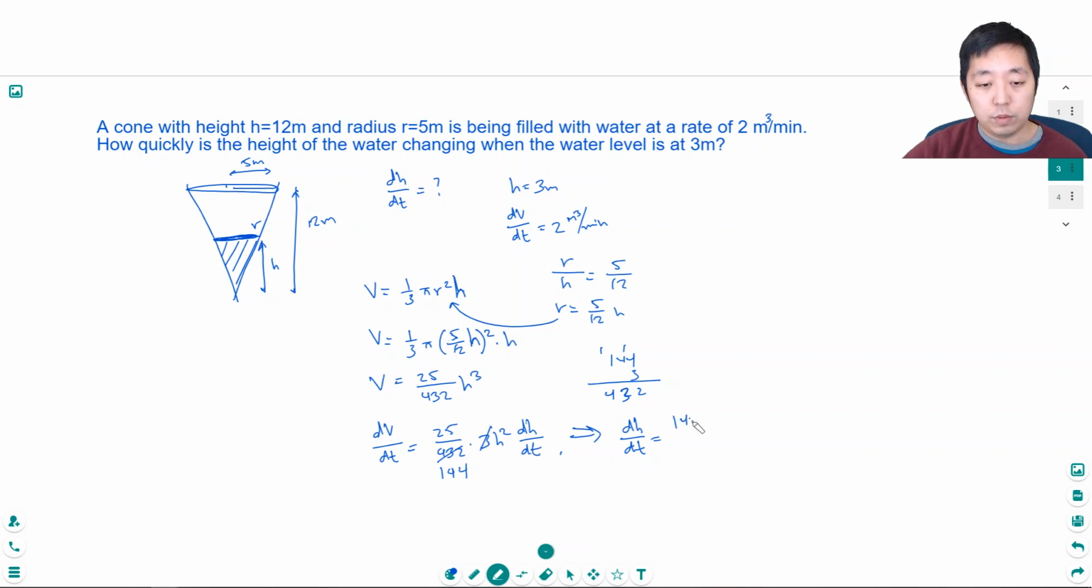So dh/dt is 144 over 25 times dV/dt times 1 over h squared, because I have to divide by h squared. So this is 144 over 25, dV/dt is 2, and h squared is, h is 3, so this is 9. Does anything cancel? Actually, 9 does go into 144. 144 over 9 is 16. 16 times 2 is 32. That's 32 over 25. And what are these units? I think it's meters per minute.